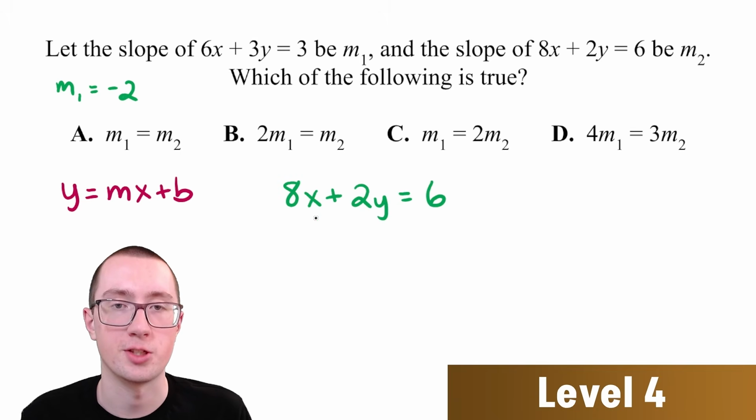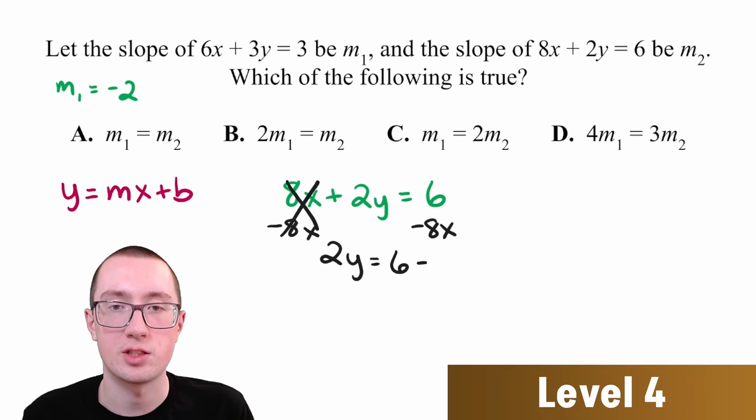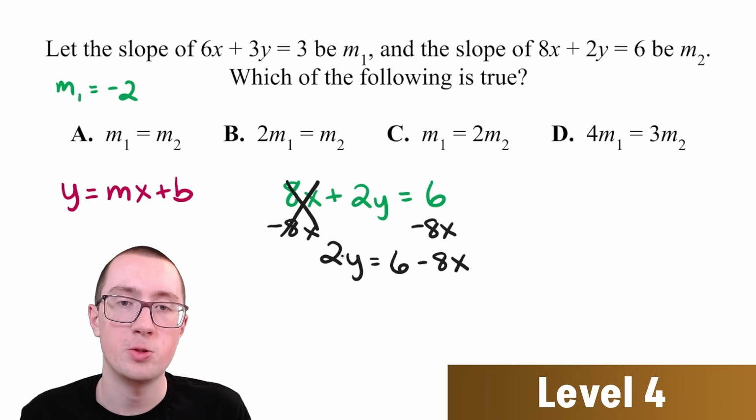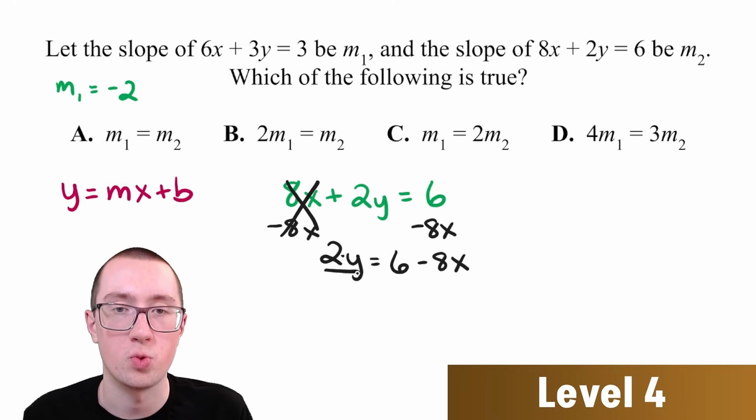Here's our second equation, and we're going to do it the same way. We're going to try to get y by itself. So I'm going to start by subtracting 8x from both sides. So these cancel out. On the left side, we just have 2y. Then on the right side, we have 6 minus 8x. Now this 2 is being multiplied to y, so I'm going to do the opposite of multiplication, which is division, and divide 2 on both sides.